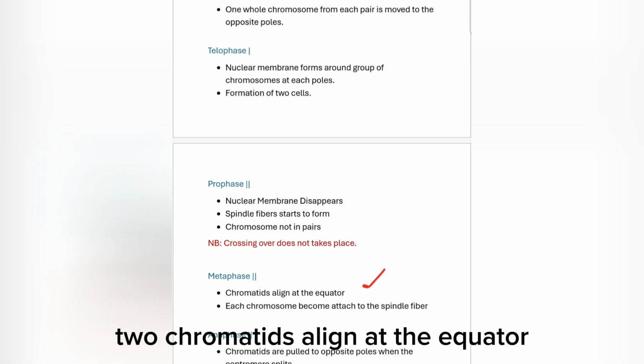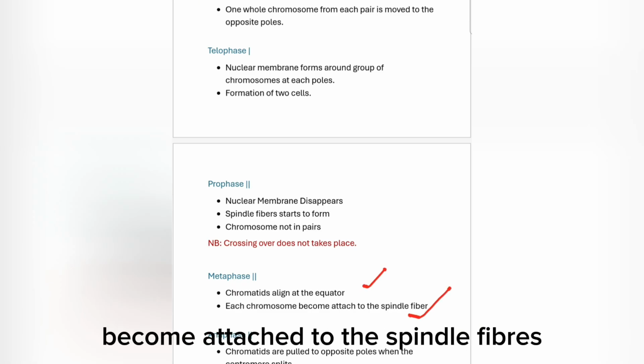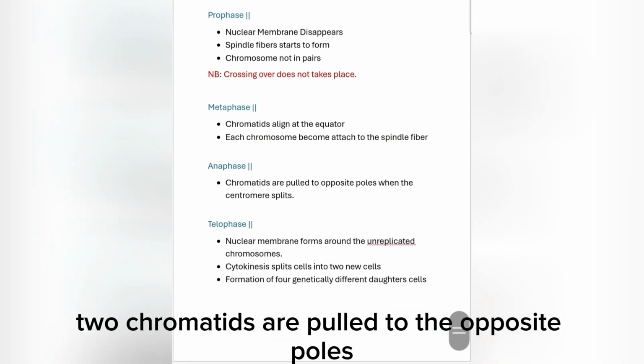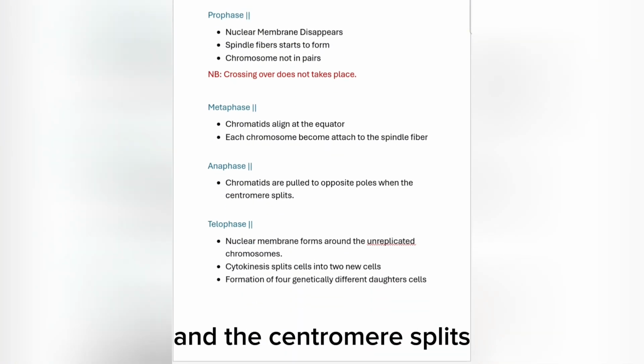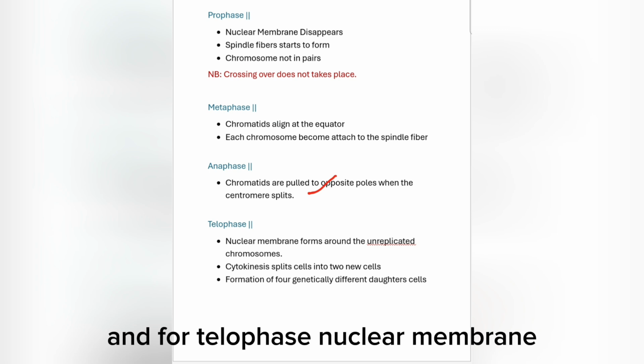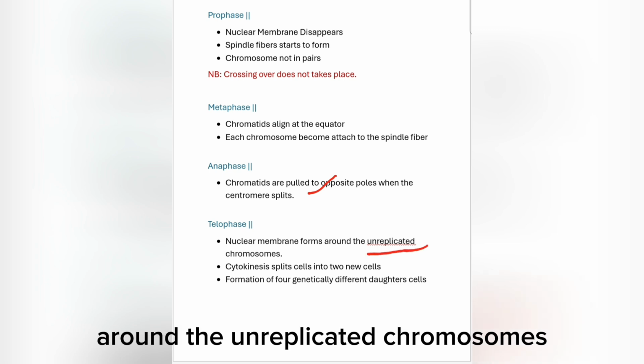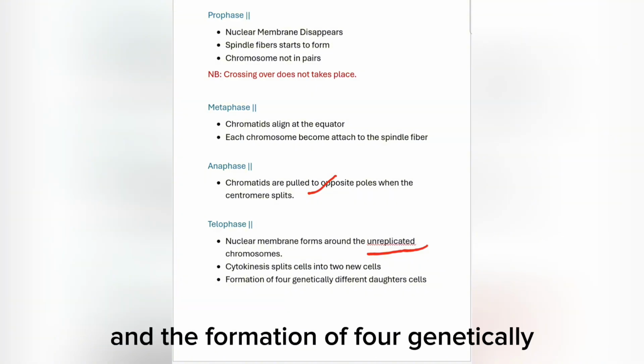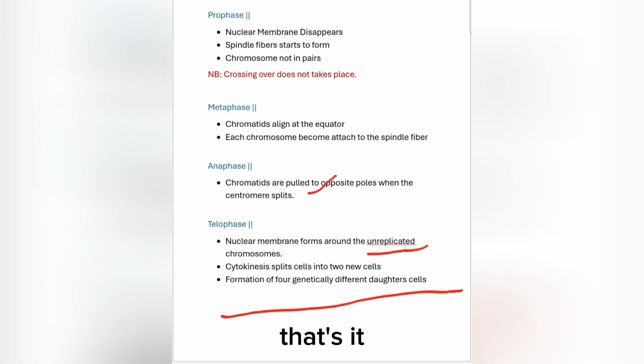For metaphase 2, chromatids align at the equator and each chromosome becomes attached to the spindle fibers. For anaphase 2, chromatids are pulled to the opposite poles when the centromere splits. And for telophase, a nuclear membrane forms around the unreplicated chromosomes. Cytokinesis splits the cell into two new cells, resulting in the formation of four genetically different daughter cells. So that's it for meiosis.